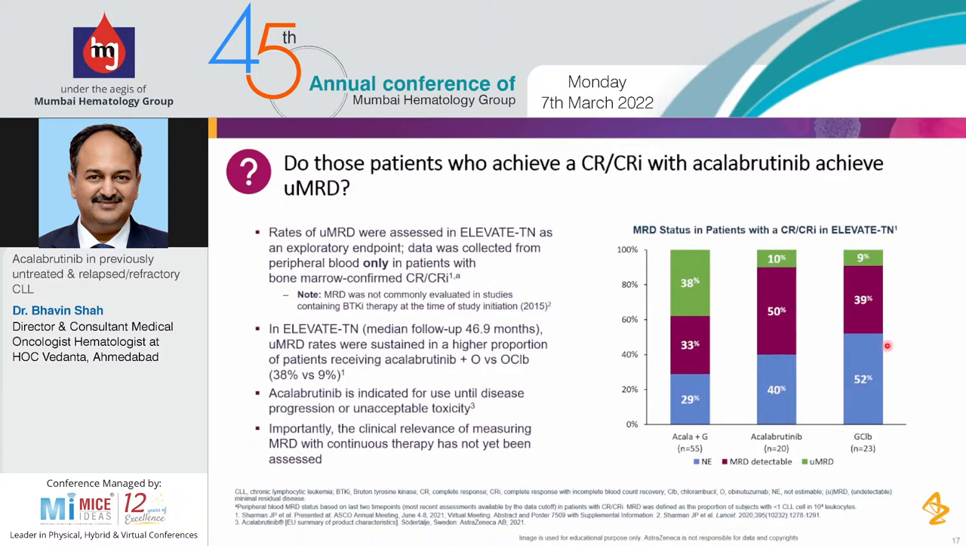Now the question is that the patients who had achieved the CR or CRi with acalabrutinib had achieved undetected MRD. In this case, the CR and CRi were evaluated with the help of bone marrow, but the MRD study was done with the peripheral blood only. Out of patients who have achieved CR or CRi, 38% of the patients with obinutuzumab and acalabrutinib had achieved undetected MRD compared to 9% with obinutuzumab chlorambucil and 10% with acalabrutinib monotherapy. So with acalabrutinib, almost more than one third of the patients who have achieved CR or CRi had undetected MRD. Unfortunately, this is a continuous, indefinite treatment, and the clinical relevance of measuring MRD with continuous therapy has not yet been assessed.